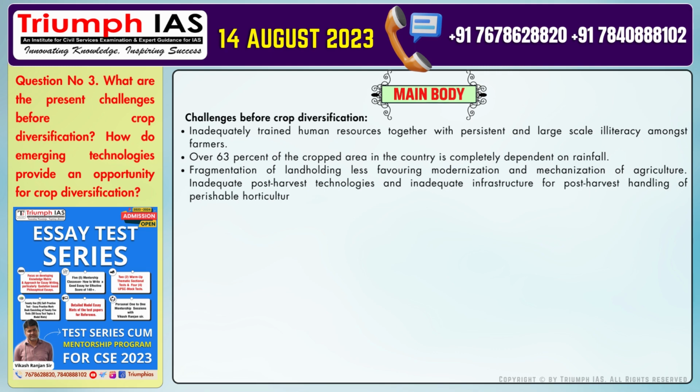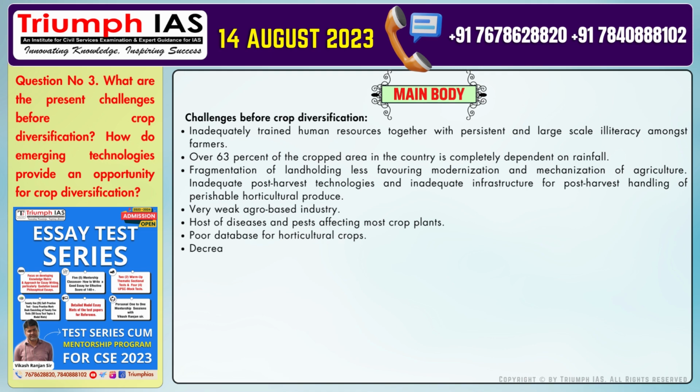Number 4. Very weak agro-based industry. Number 5. Host of diseases and pests affecting most crop plants. Number 6. Poor database for horticultural crops. Number 7. Decreased investments in the agricultural sector over the years.